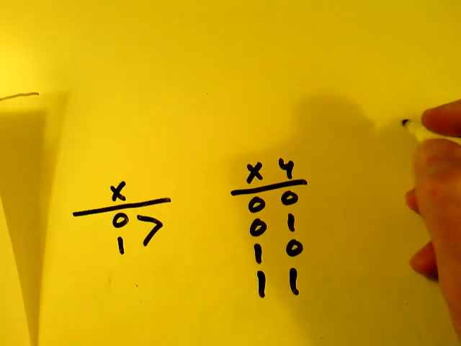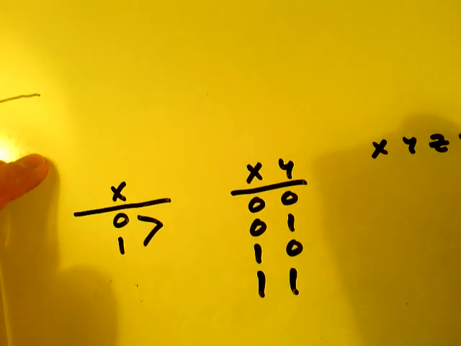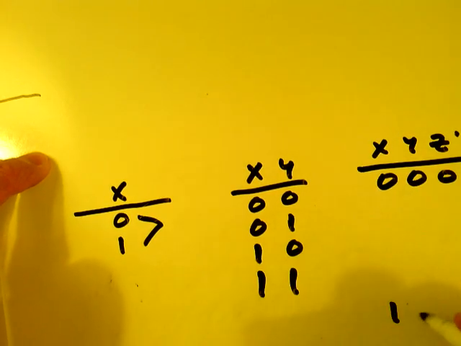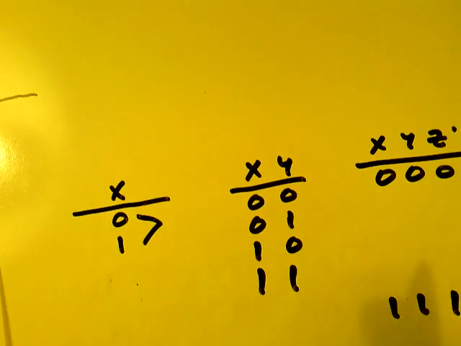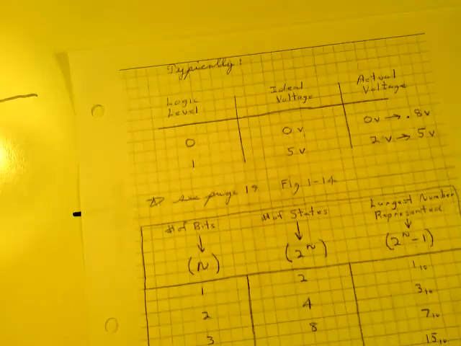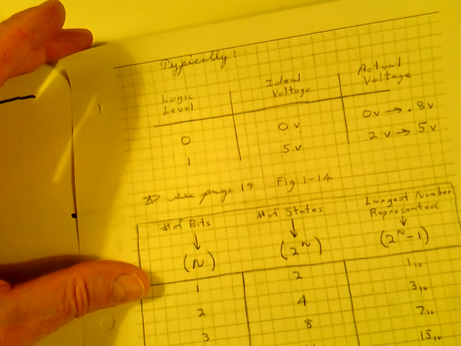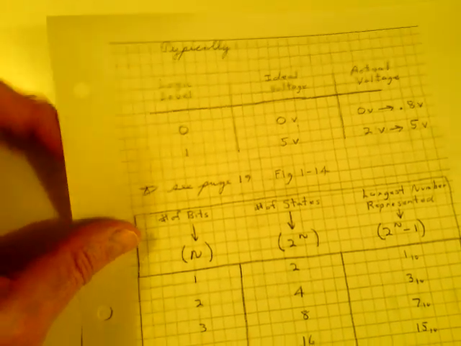And do this for 3 bits, x, y, and z. And go from 0, 0, 0 the whole way down to 1, 1, 1. You'll see you'll have 8 states, but you can only count up to 7. So we have another lecture on this. I think the first lecture in chapter 2 talks about this, and I'll explain it a little bit more.